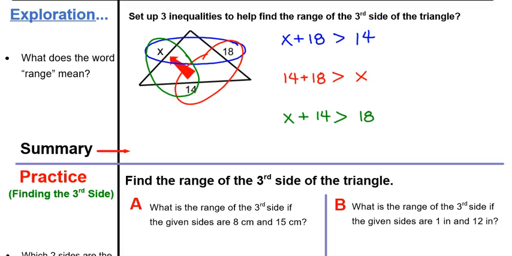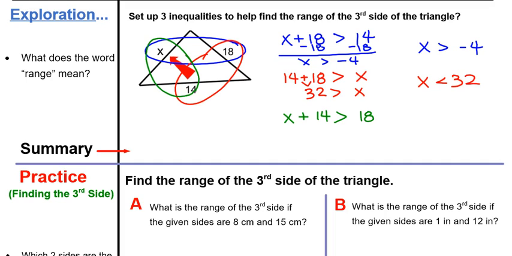So in the first one, when we solve that, minus 18, we get x greater than negative 4. Then when we solve the second one, we just have to add those two numbers together, and we get 32 greater than x. And I'm going to flip that around so that we have x on the left. And on the last one, to solve this one, we subtract 14 from both sides, and we get x greater than 4.